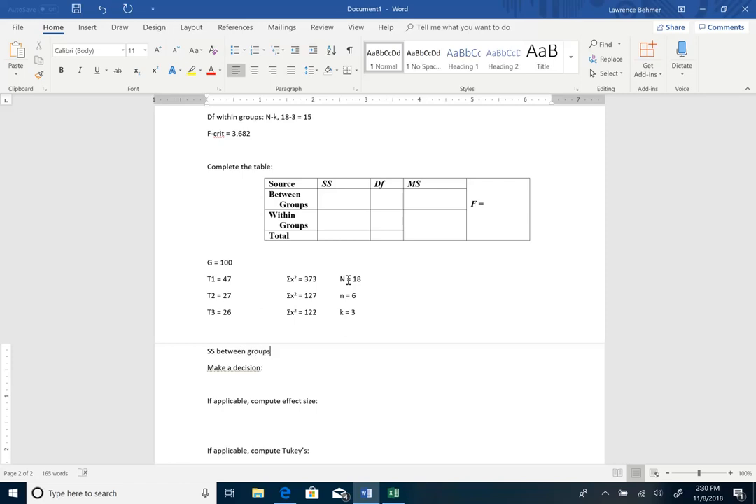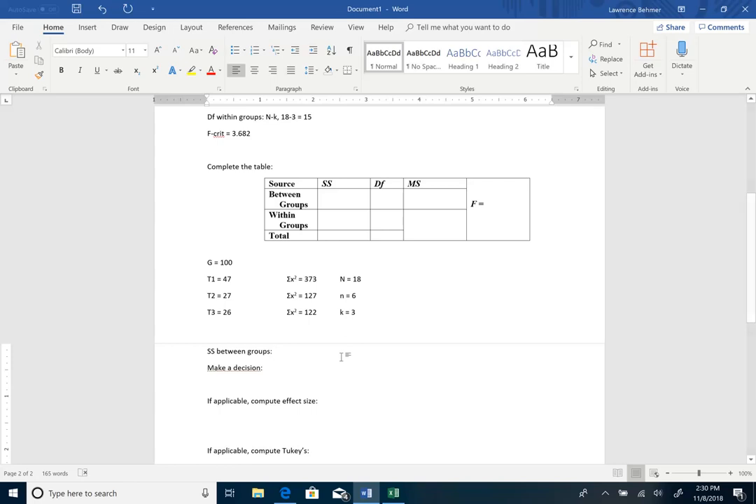And what we had to do in order to do that was, for each one of our conditions, we had to square each value and divide it by the little n. So we'd go 47 squared divided by 6 plus 27 squared divided by 6 plus 26 squared divided by 6. And then we were going to subtract from that our G squared divided by our big N. So let's do the first part of the clause first.